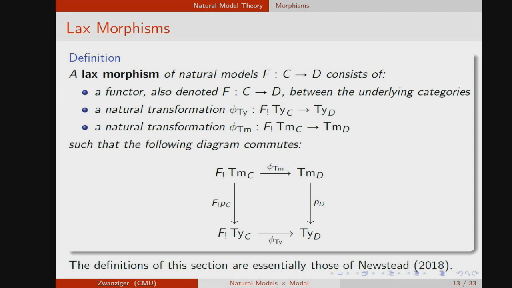So this shriek refers to the left Kan extension. So basically, when you have a functor between two categories, it induces a functor in the same direction on the presheaves. So you can think of that as the extension of the functor to the presheaves. And so remember, Ty C here is part of the natural model structure on C. So we want to have a way of turning types in C into types in D. And the way we do that is we transport Ty C into the presheaves on D with this F shriek. And then there's this natural transformation, which you think of as taking those types in C to types in D. And similarly for terms. And then we require that this diagram commutes.